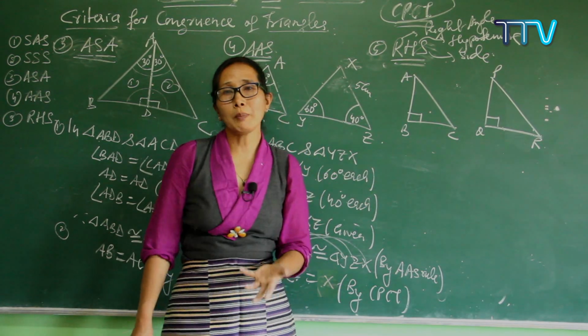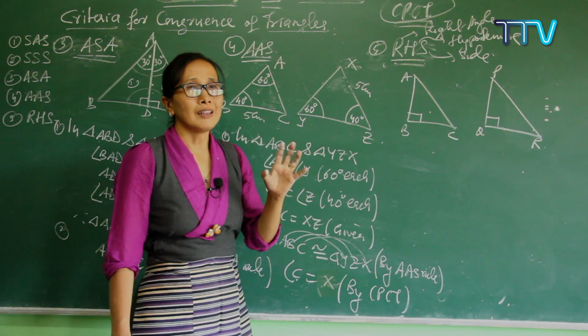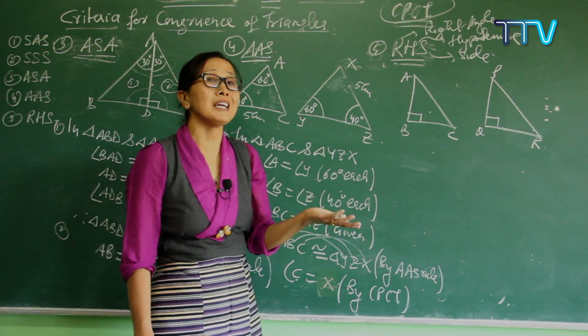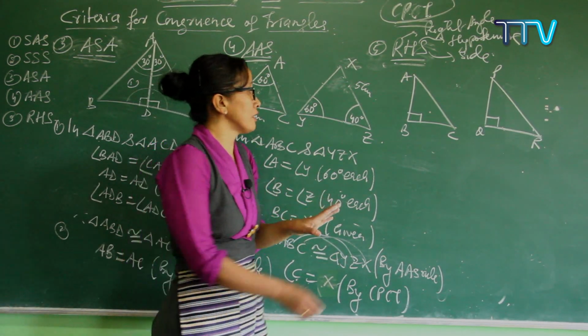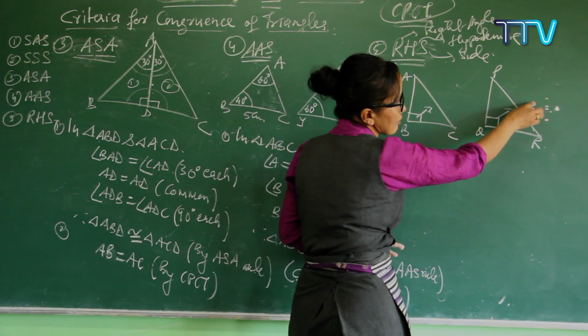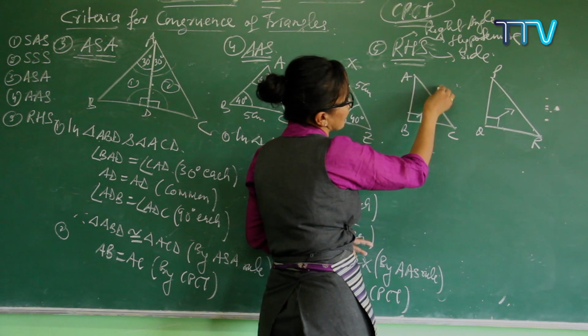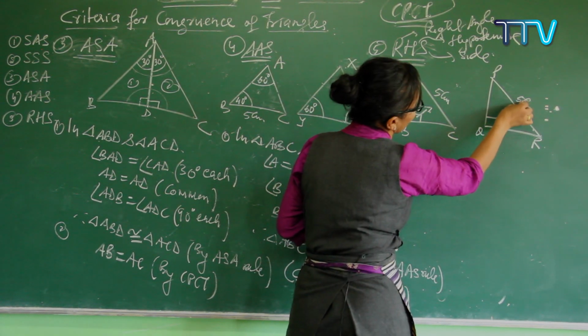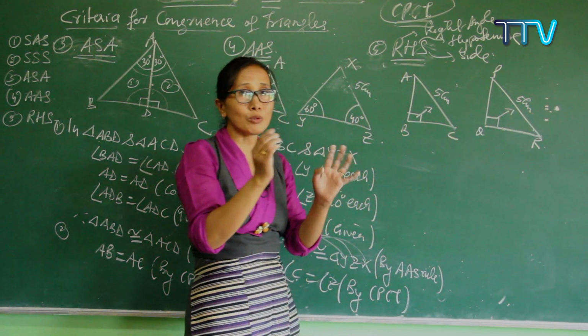And which one is your hypotenuse? Hypotenuse means what? The line segment which is opposite to 90 degrees is always called the hypotenuse. Got it? So this is the hypotenuse, and this one is also called the hypotenuse. So let me give a length. See here, let's say 5 centimeters. Your hypotenuse is given here as 5 centimeters, exactly equal to each other.